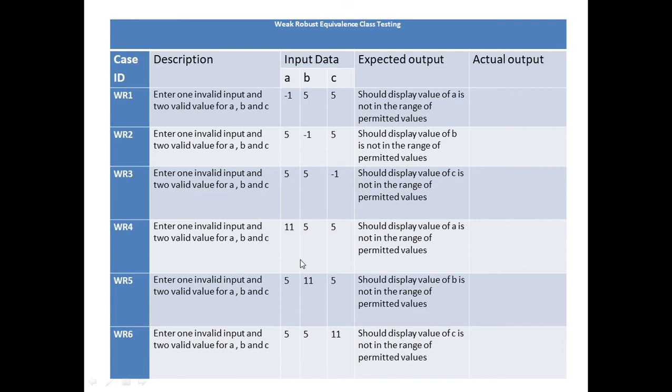Next, go to the upper bound invalid values. We have the last boundary value as 10. So the value which is greater than 10 will be the invalid value at the upper boundary. So weak robust 4 is 11 for A, that is the invalid value, what output it should give. And weak robust 5, invalid value for B, what is the output. And weak robust 6, that is the invalid value for C, and what is the output. So this is the weak robust equivalence class testing.